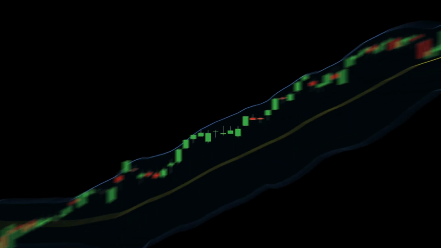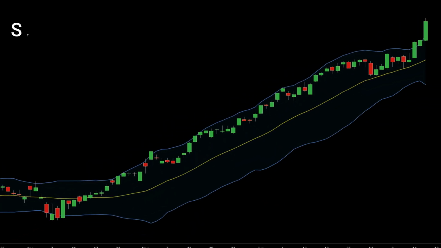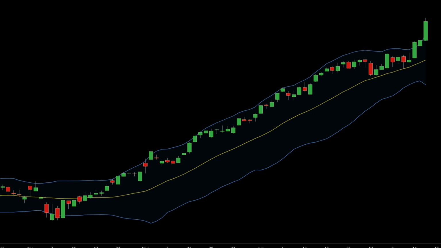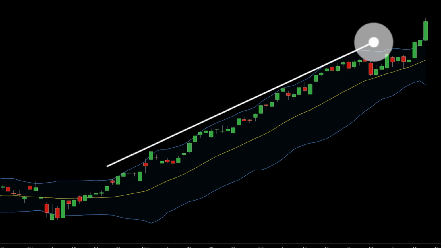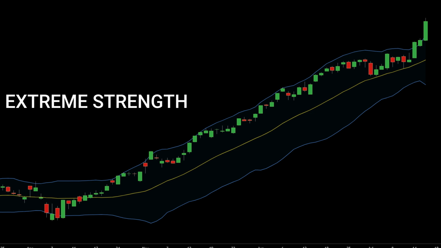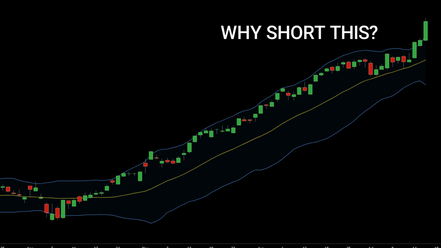In a strong trend, the upper and lower bands are not reversal signals. They are signals of strength. They are signals of continuation. And when price is constantly hammering against that upper band, the market's not just overbought, it's really bullish. And if you're trying to short that, you are literally standing in front of a freight train. The bands are telling you, here's extreme strength. And the common strategy tells you to bet against it.